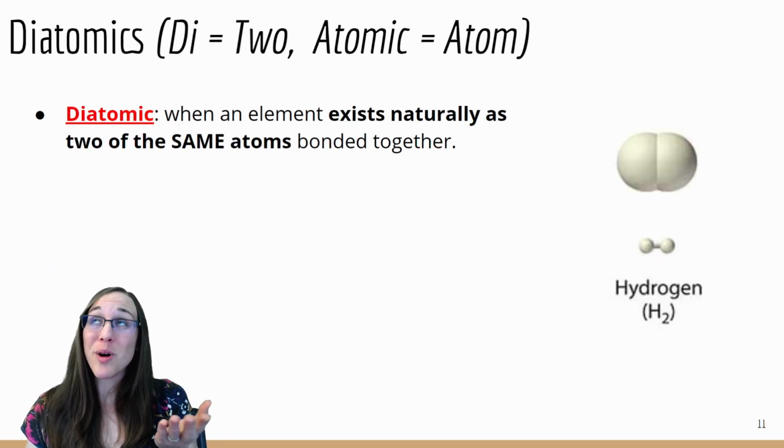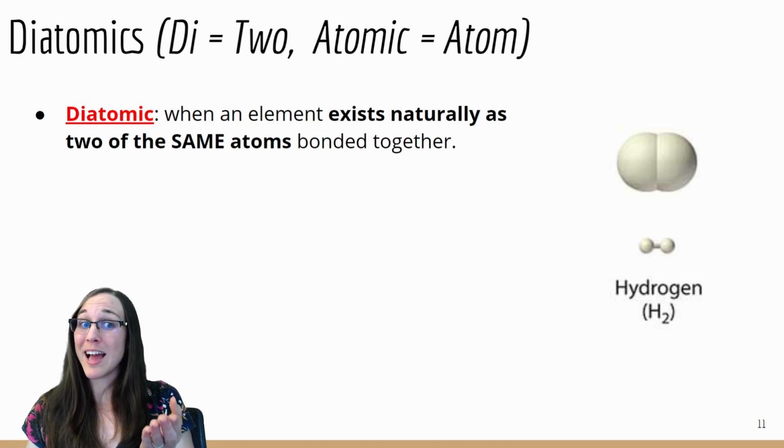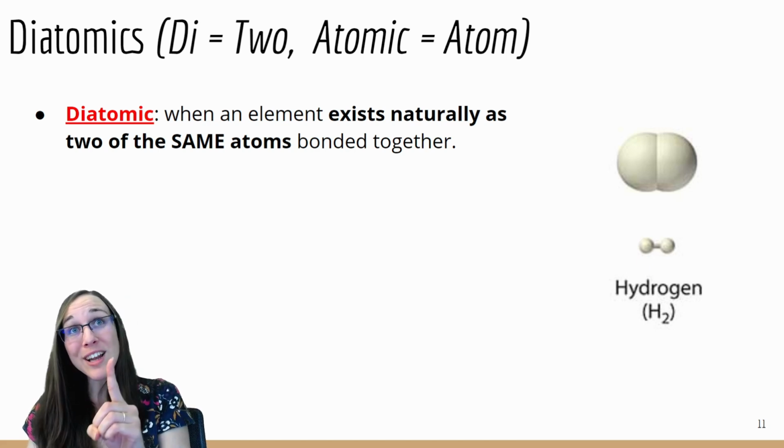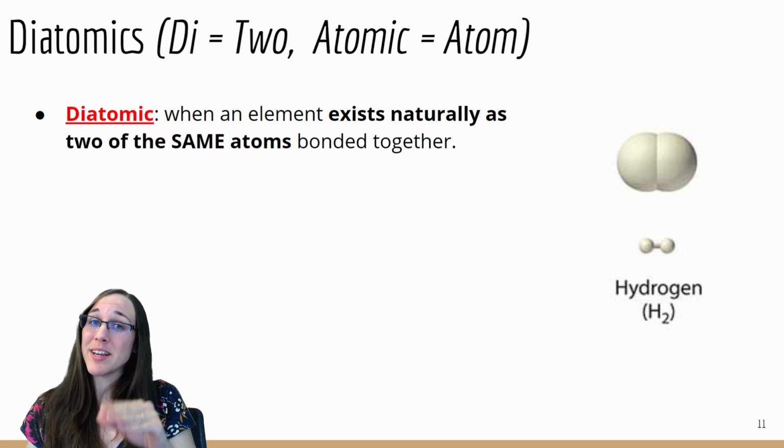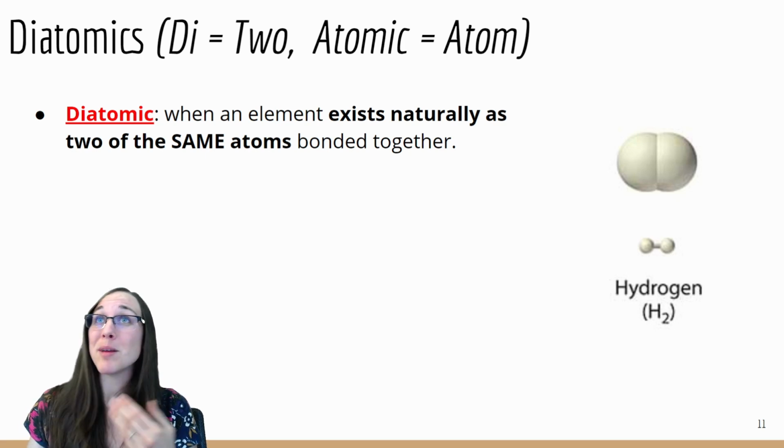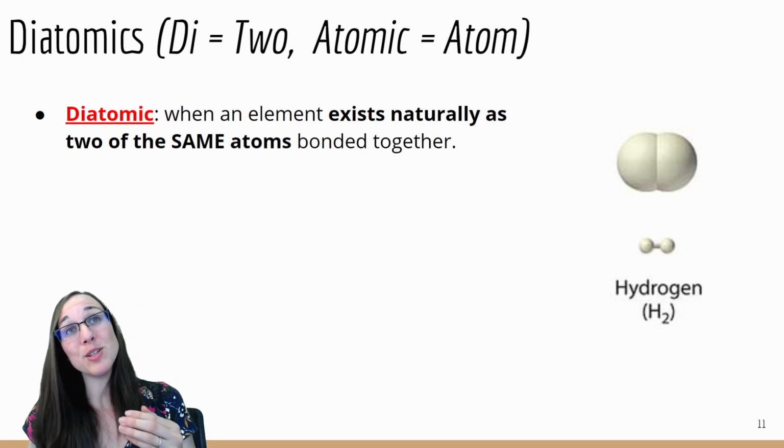Now that you know what a covalently bonded molecule looks like and what it's composed of, only nonmetal atoms, what are these things called diatomics? Let's break down the word. Di means 2, atomic means atom. So 2 atoms that happen to be the same.